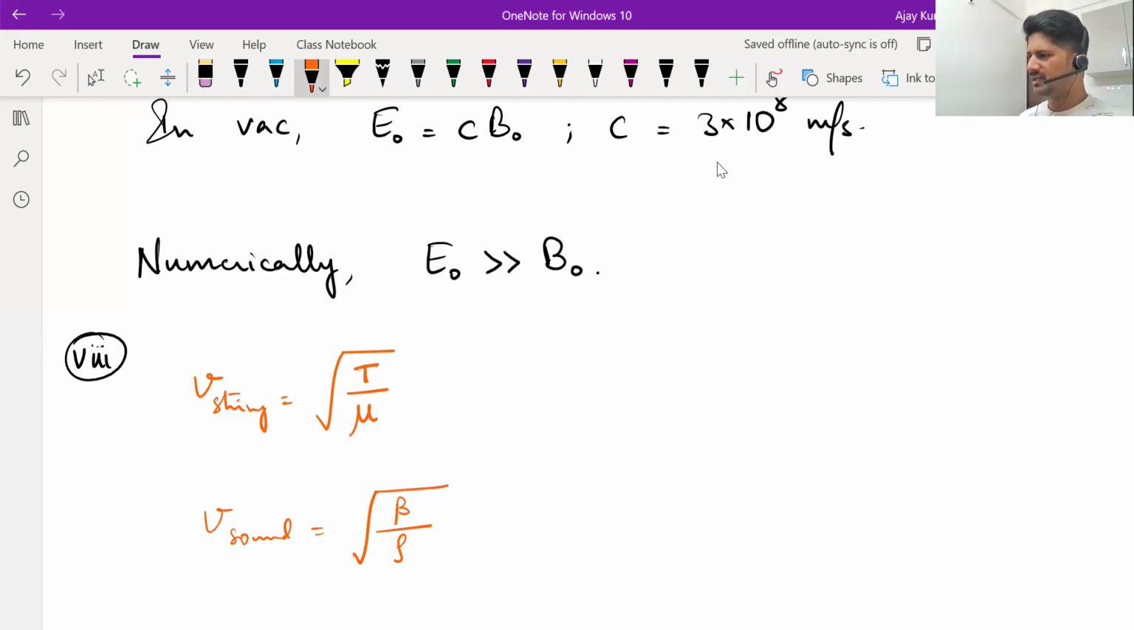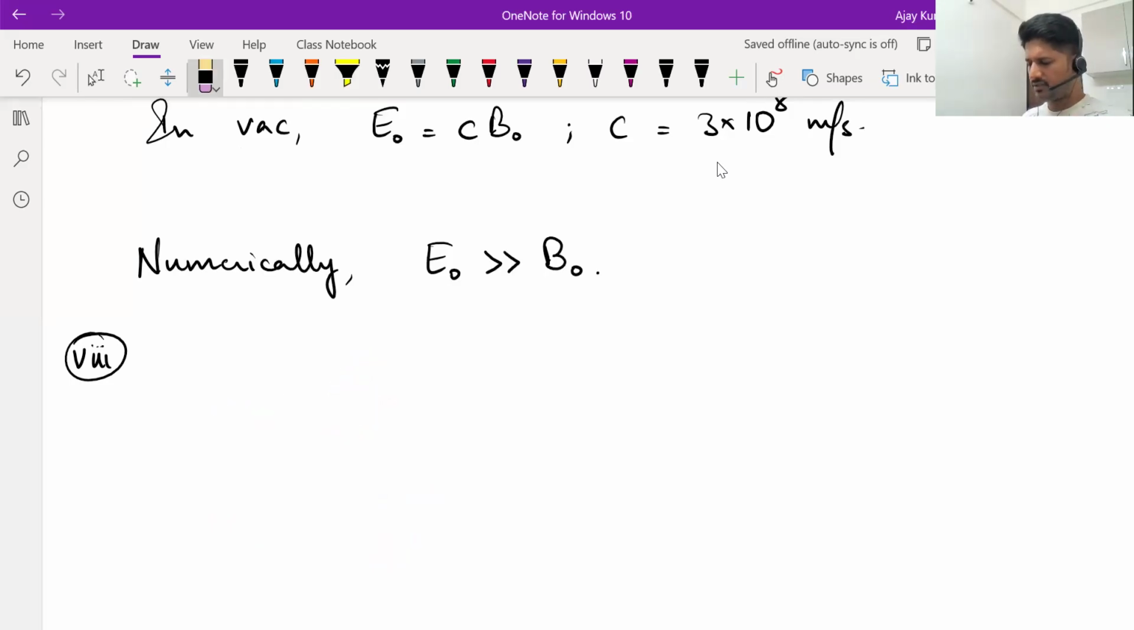And in air, it becomes gamma p by rho, all those things. There will apply some ideas from thermodynamics. We treat air as an ideal gas, then we can find out the speed of sound in air also. So basically, the speed of any wave depends on properties of the medium through which it is propagating. Mechanical waves depend on elastic and inertial properties.